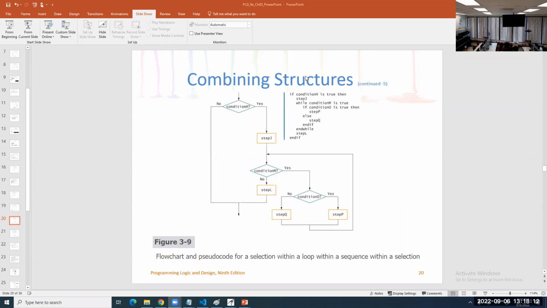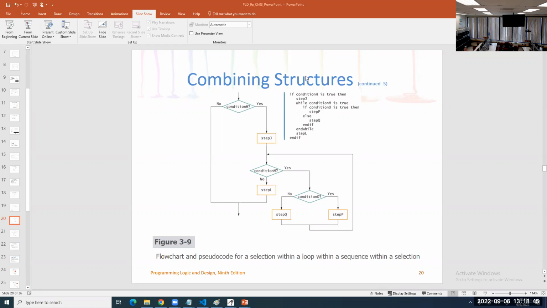Okay, so what do you think about this one? What do you think about the structure of this one? Can you tell me what is the structure of this one? What do you think? Looks like an if-then inside of a selection, right? Yeah, okay, selection. Selection inside of a loop, inside of a sequence, inside of a selection.